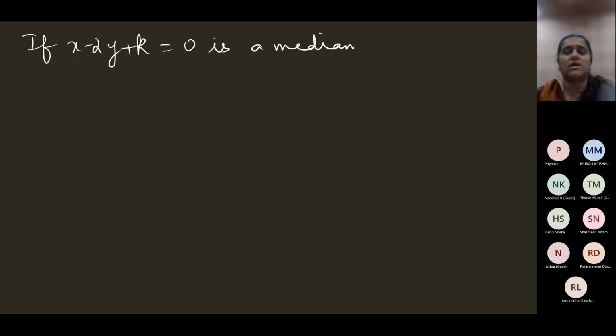Now this is your question. If x minus 2y plus k is equal to 0 is a median. Now, children, a median is a line segment. And you know that every line or line segment is given by a linear equation in two variables x and y. So this is the equation of a median. Let me put it slowly. How many medians can a triangle have?